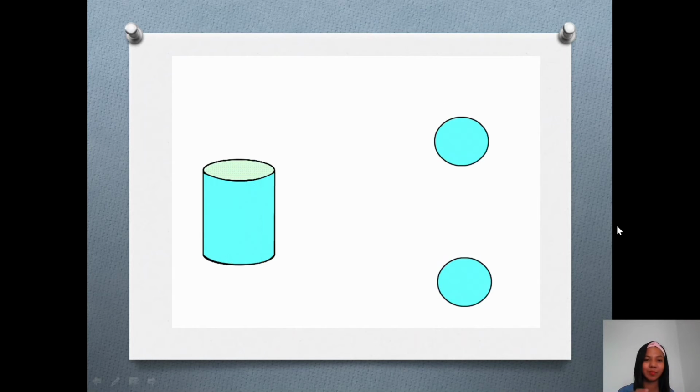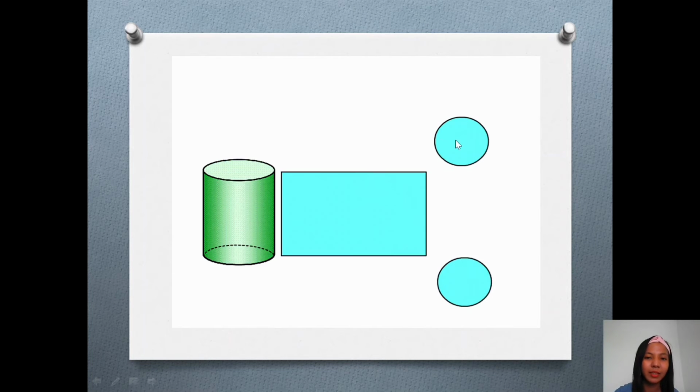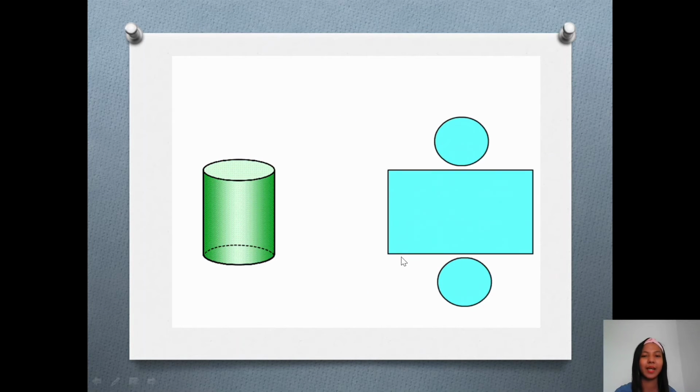Next, another example that we have here. This one has a body and two flat surfaces, I mean, two flat faces. Again, this is an example of a cylinder.